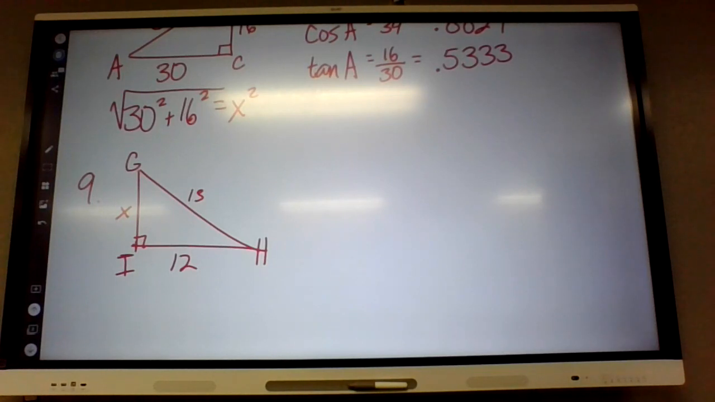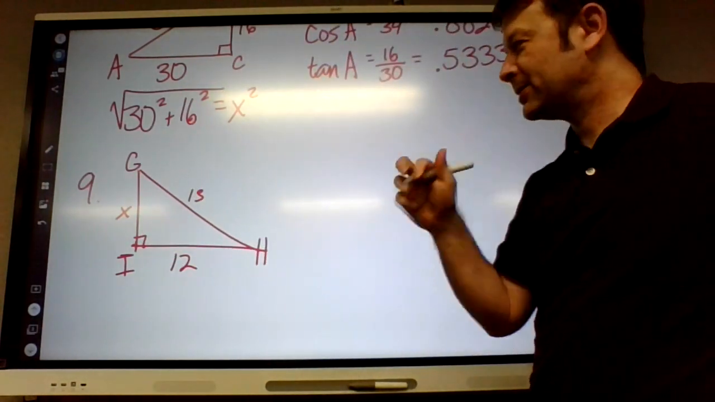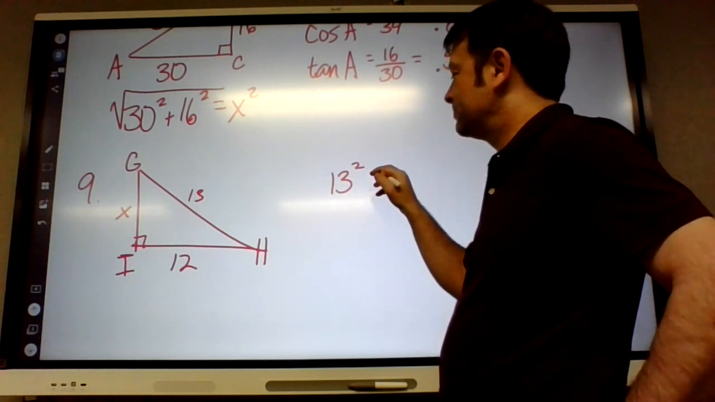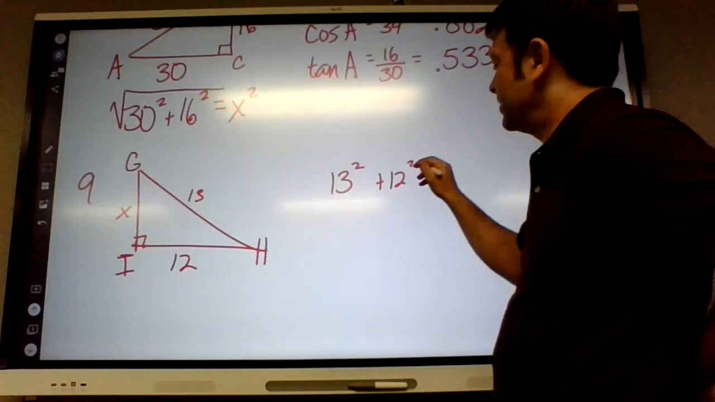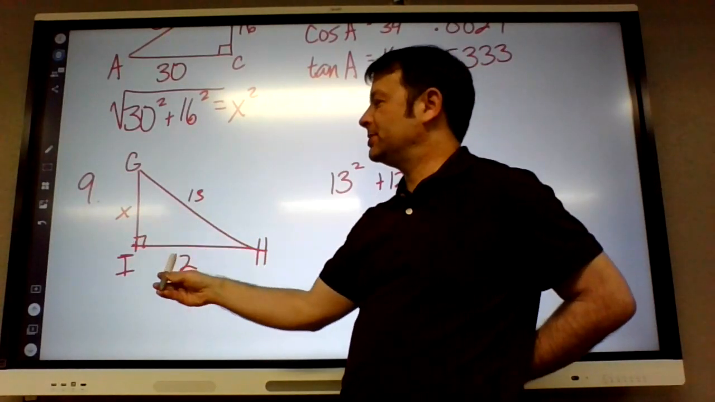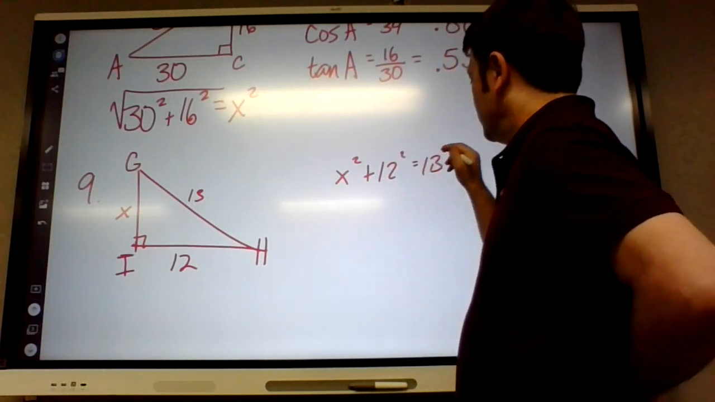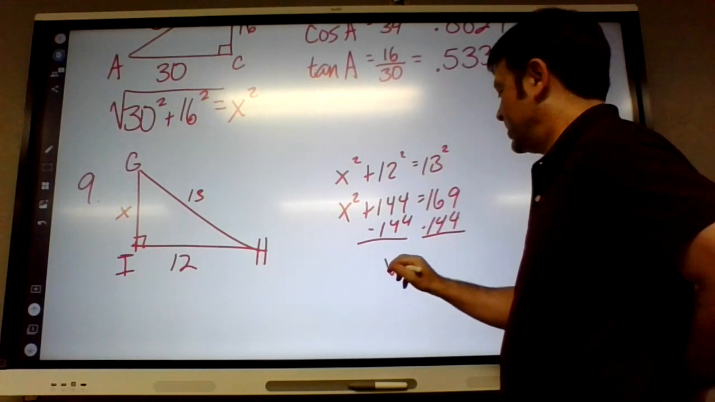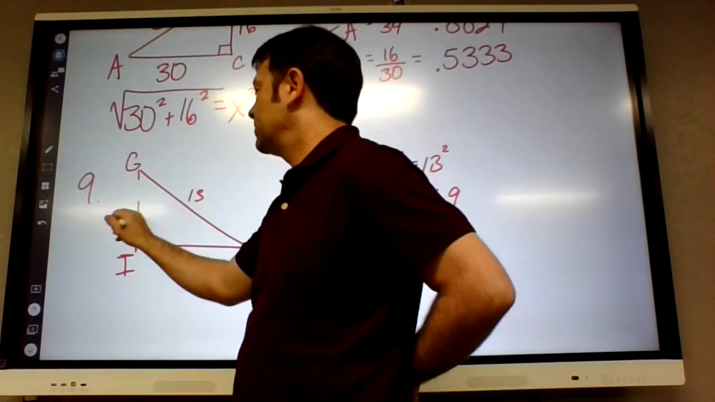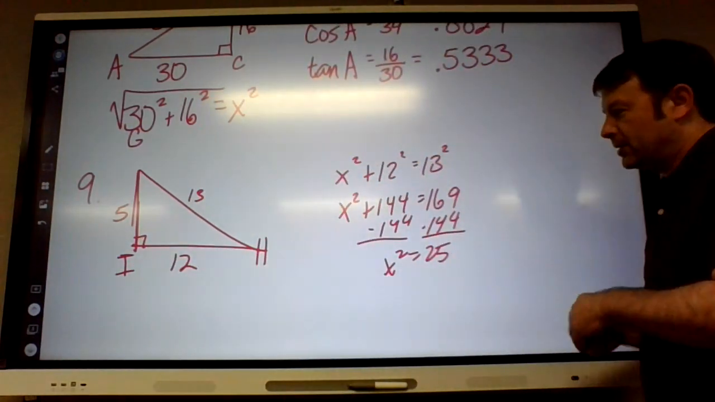Okay, Emily, how could we find x on this one? Opposite over... No. How could we find the missing side? 13 squared plus... No. Plus 12 squared equals x squared. No, not quite. The two little ones, the two legs, have to add up to 13 squared. So x squared plus 12 squared equals 13 squared. Finally. So if we do the algebra on that, we get x squared is 25, therefore x is 5.